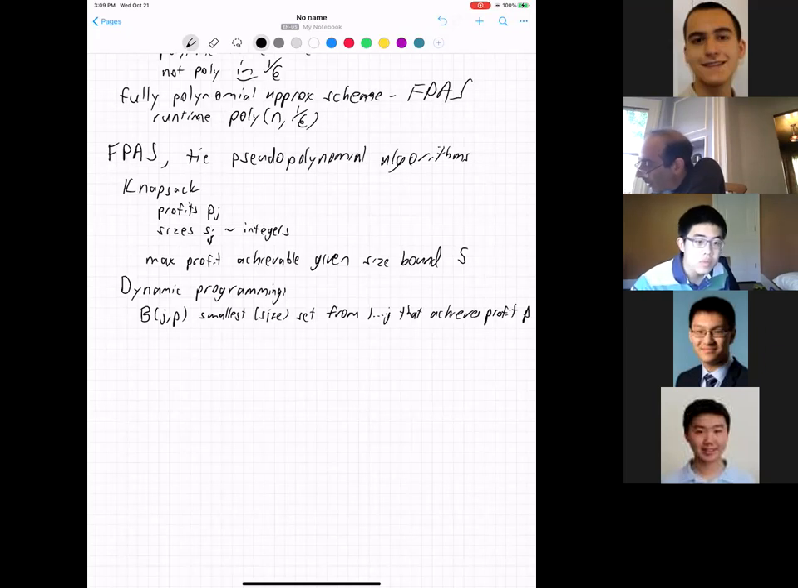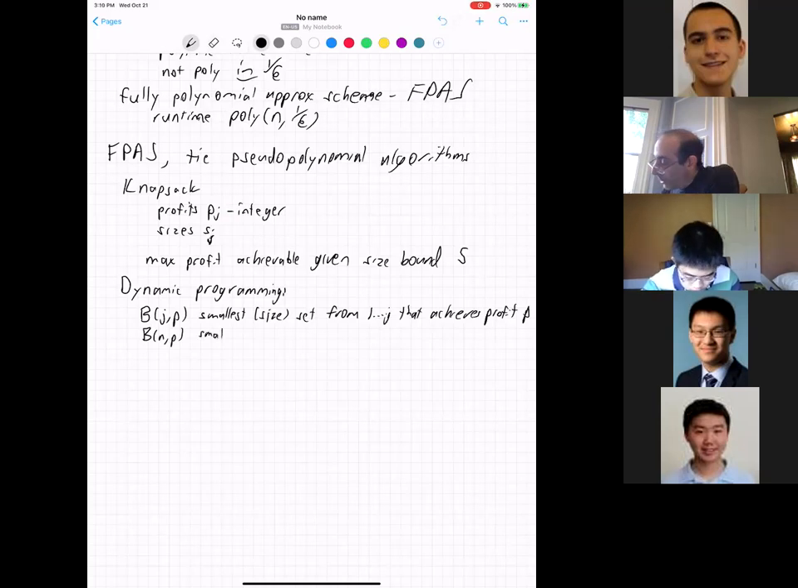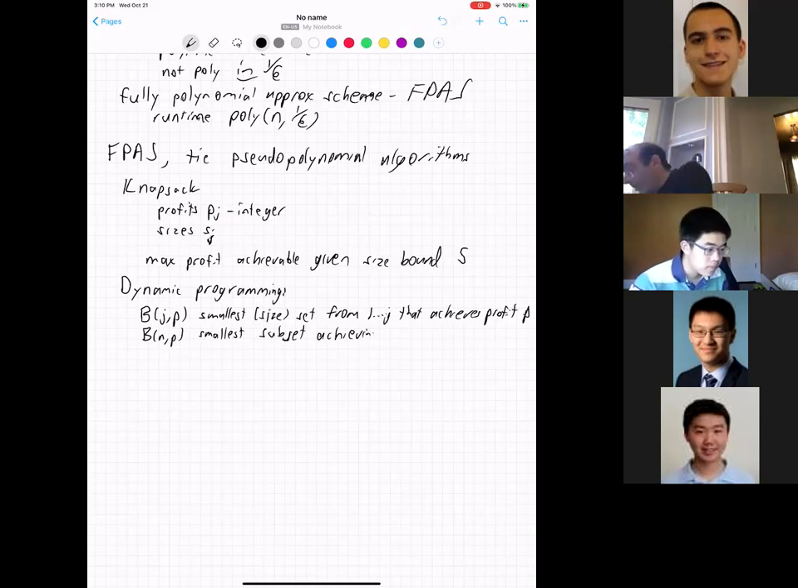oh, sorry, I misspoke. I'm not going to assume integer sizes. I'm going to assume integer profits. You're going to assume integer sizes in your homework, but we're going to work with profits. So if I define B of j, P to be the smallest size subset of 1 through j that achieves profit P, then B of n, P is just going to be the smallest subset of all the items achieving profit P. So if I'm able to compute that for every P, I claim that gives me the answer to my question.